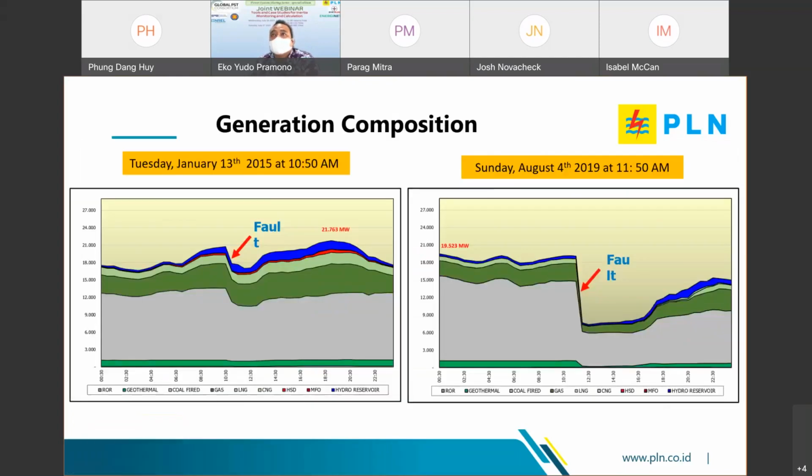And how about the generation composition between the two disturbances? You can see on the left hand side, this occurred in 2015, and the right hand side occurred in 2019. We can see the composition is different. On the left hand side we have more fast response than the right hand side. So when the fault happens, the response of the system is different. Okay, next.